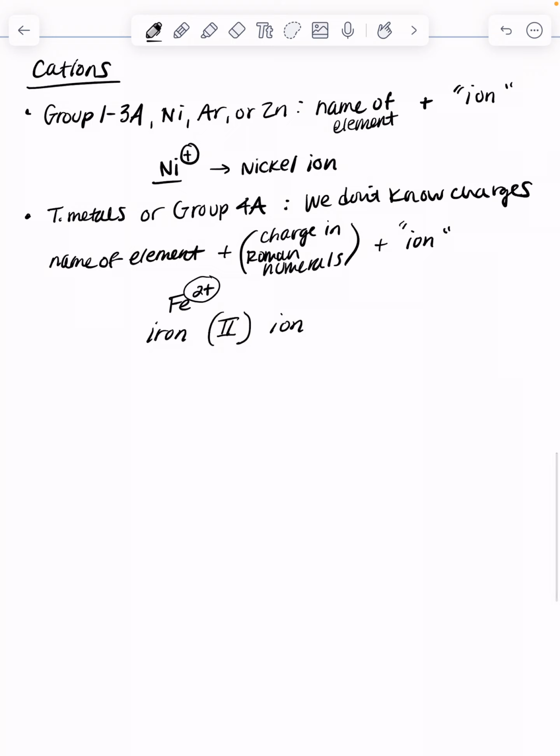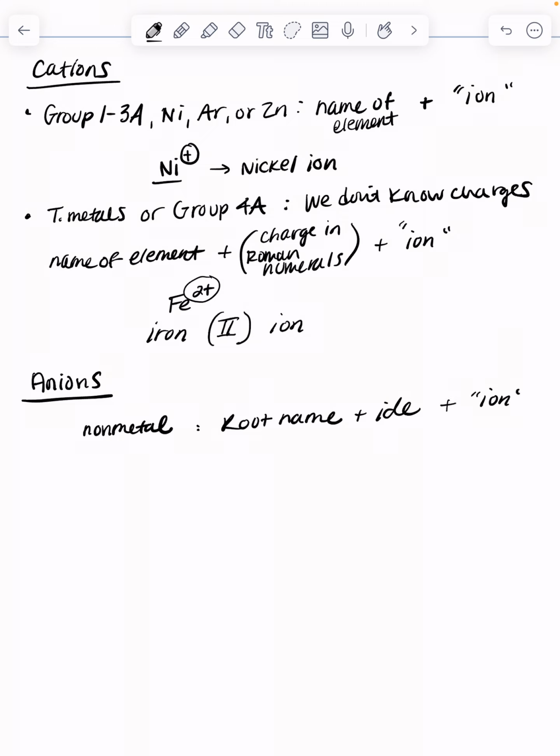Okay, so that was cations, and now I will do our anions. So the rules for this are, you're most likely going to have a nonmetal, right? And it's going to be the root name of the element plus "-ide", plus the word ion.